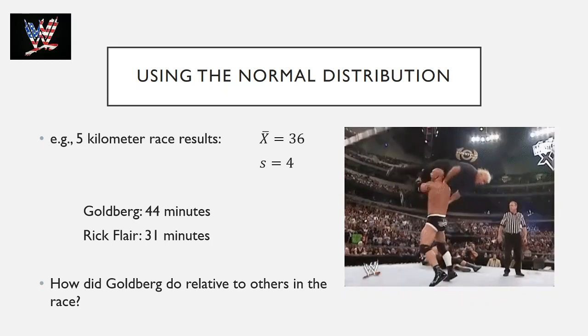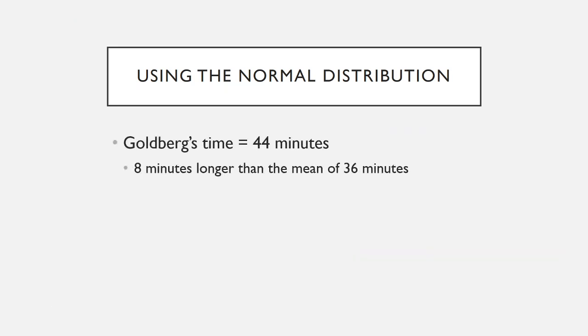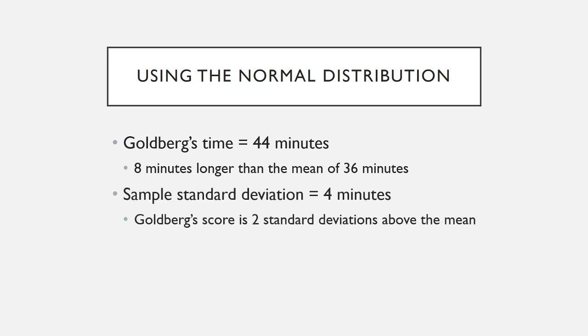How did Goldberg do relative to everyone else in the race? Goldberg performed in a 44-minute time to finish. That's 8 minutes longer than the mean of 36 minutes. You put that into a ratio with the standard deviation, and you put his outcome into standard deviation units. His outcome was 2 standard deviations above the mean because he was 8 minutes longer, so that's 2 standard deviations given the standard deviation was 4.